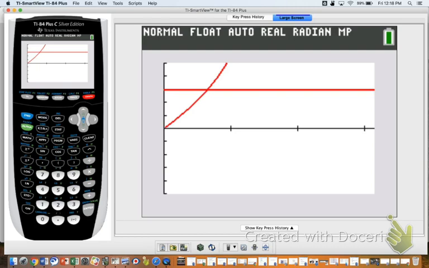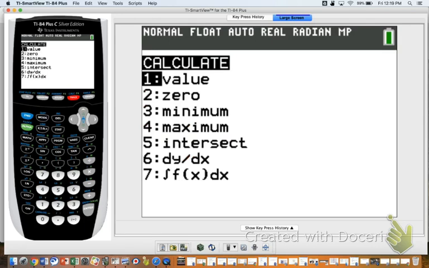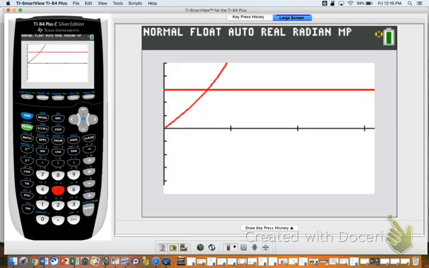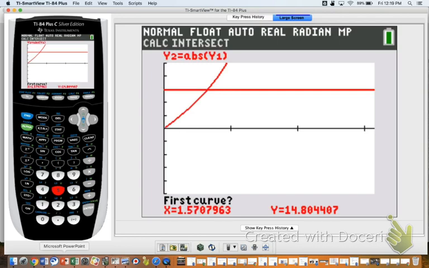Hope you guys are comfortable with this. This is something you can definitely do. We're going to go second, calculate. I want the intersection point. So you're going to go second, calculate 5. And it wants to know what the first curve is. There's only 2 of them. There's the second curve. And I'm going to guess. Have you guys ever done this for your guess? Are you guys in the habit of moving the little blinky thing around for your guess? Don't. I'm going to say 0.8.